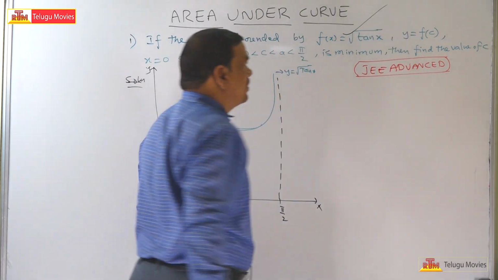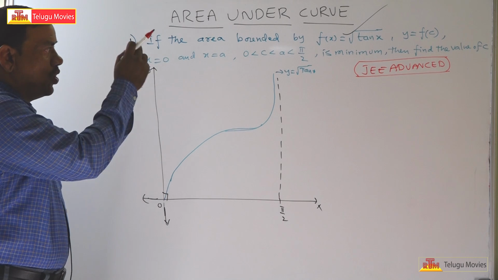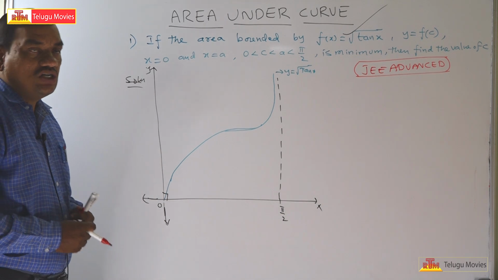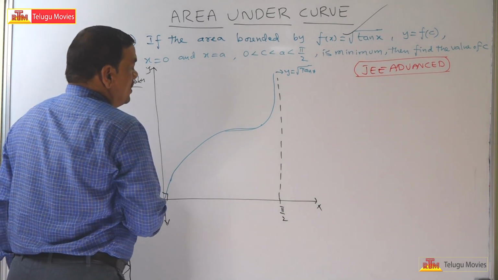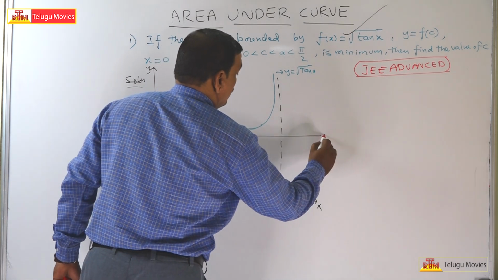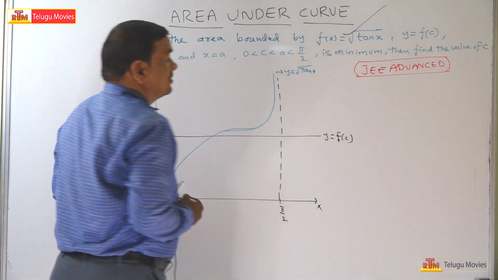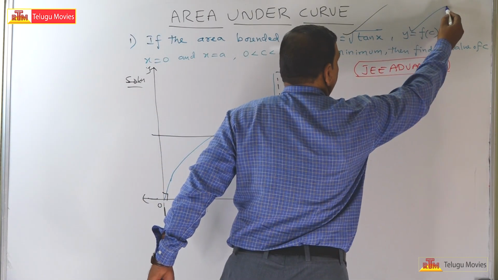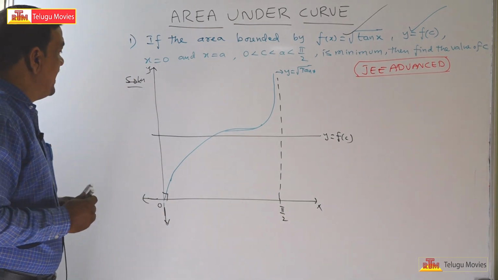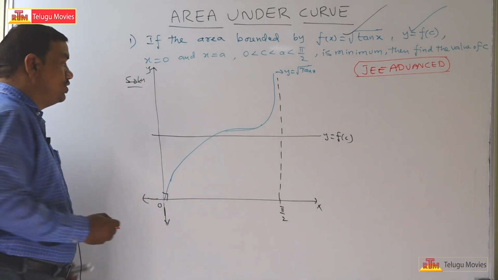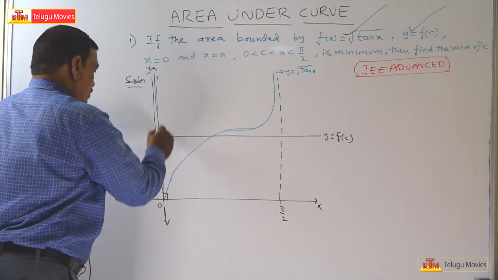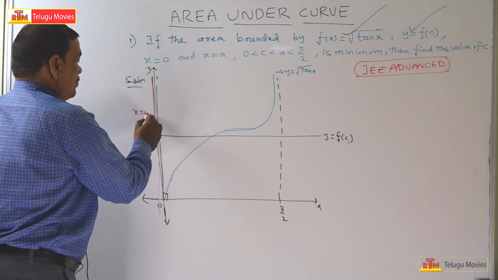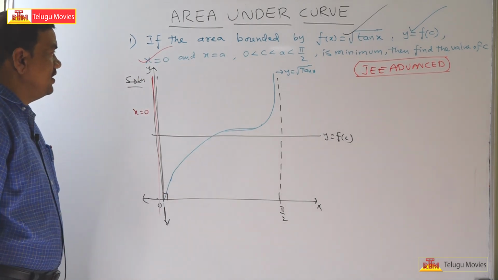So this part is over, f(x) = root of tan x. Next, y = c means it is a constant function, so we can draw it like this. This is y = f(c), the constant function. Then x = 0, which is the y axis. This part is also over.